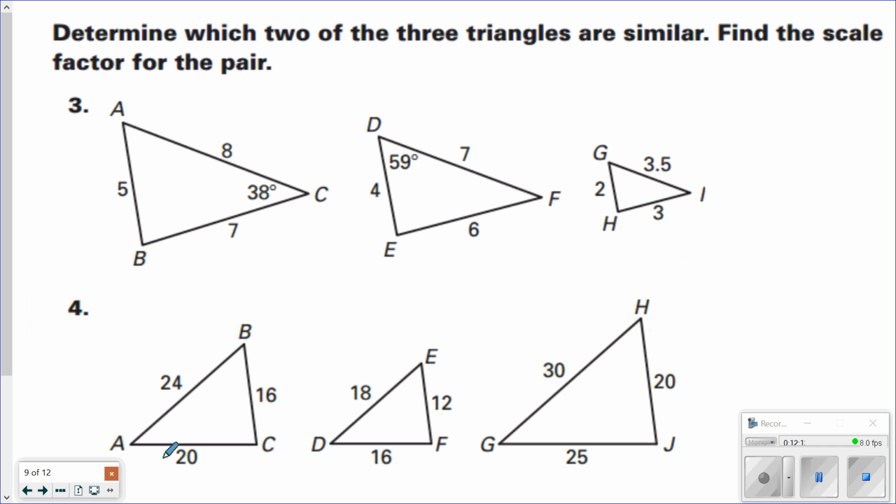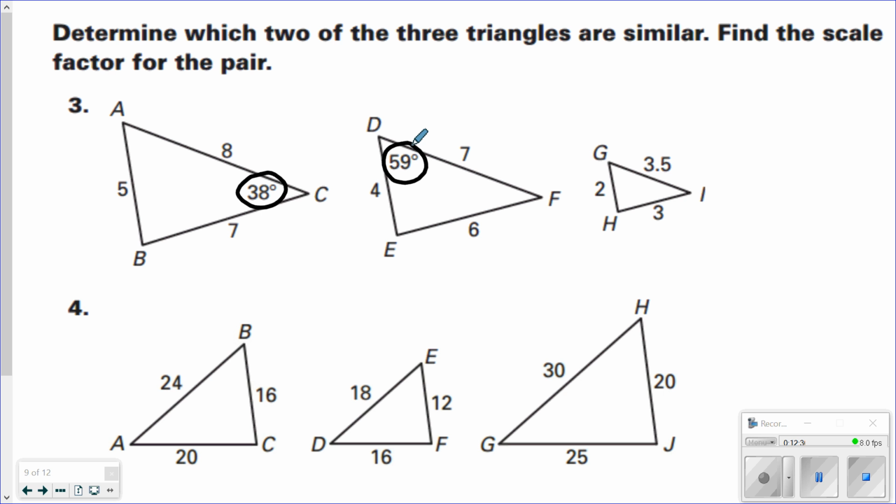So let's determine which two of the three triangles are similar and then find the scale factor for each pair. All right, so let's start with number 3 here. If we look at the first two triangles, I notice that I have an angle of 38 degrees and an angle of 59 degrees. Those aren't the same. So they still could be similar. I don't know the other angle measures.